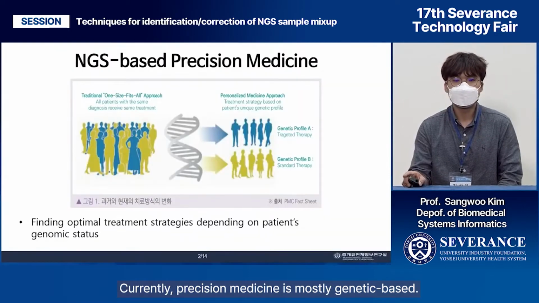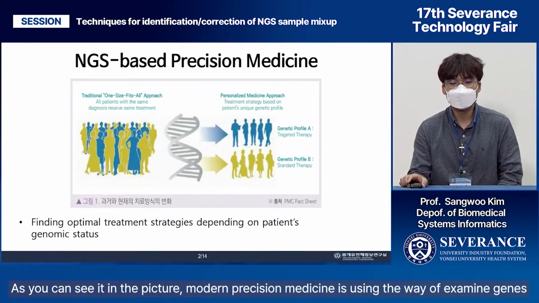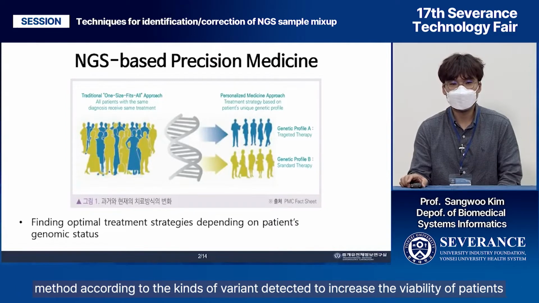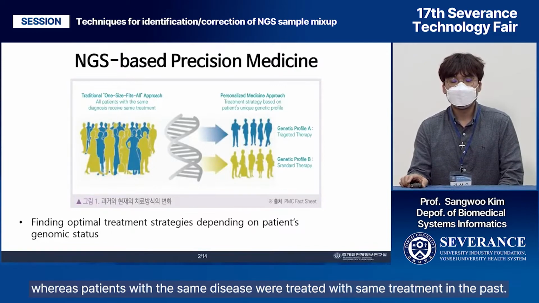Currently, precision medicine is mostly genetic-based, as you can see in the picture. Modern precision medicine examines the genes and gene variants that every patient has individually and applies the optimal treatment method according to the kinds of variants detected to increase the viability of patients, whereas patients with the same disease were treated with the same treatment in the past.